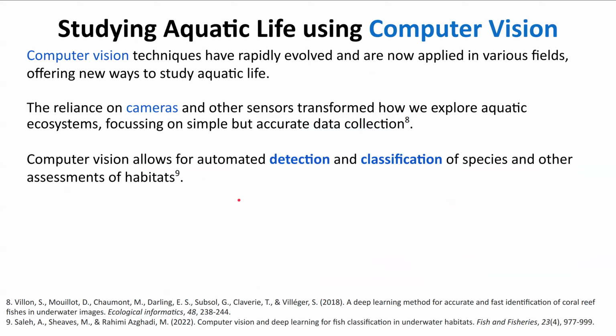Now, computer vision is, of course, one of the solutions we looked at for helping to monitor the ocean better using cameras. I talked about baited remote underwater videos earlier and remotely operated vehicles. And that's going to be used to do detection and classification of different species of fish.